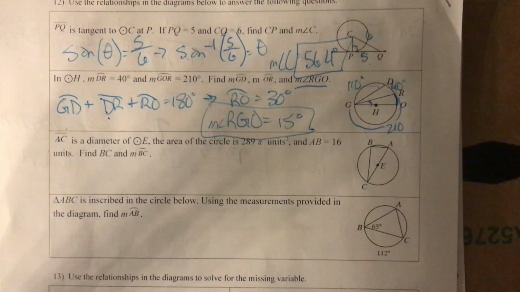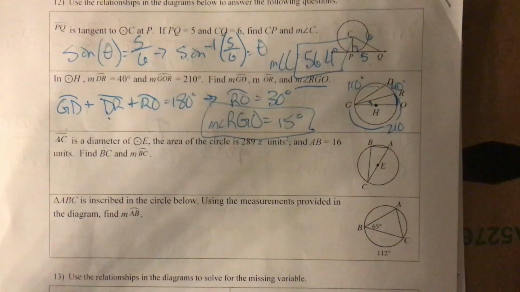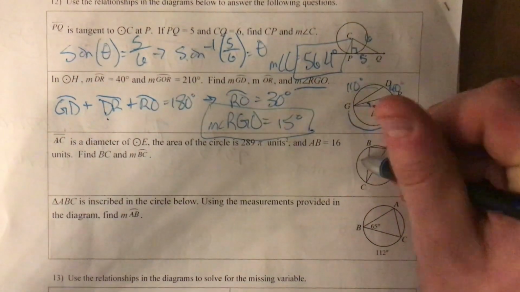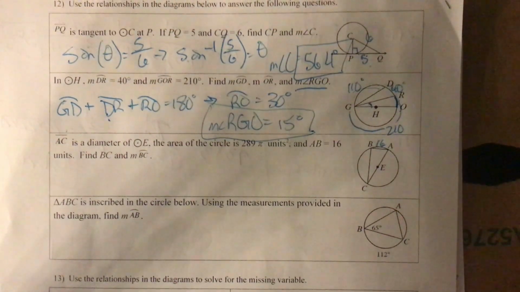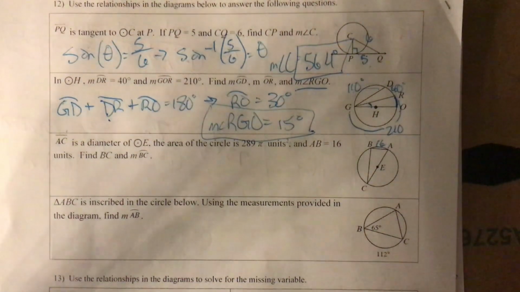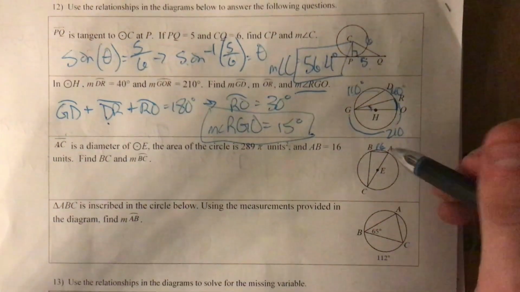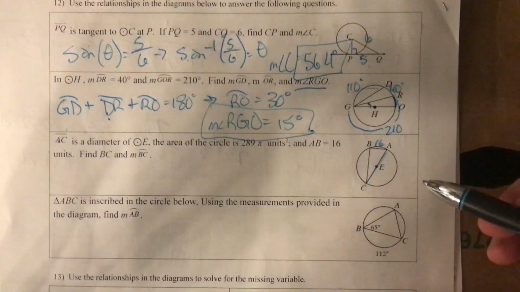Now, AC is a diameter of circle E. Area of a circle is 289 pi units squared, and AB equals 16 units. All right, so that's a lot of information. So that's 16. The diameter is, or AC's diameter. What else do we know? We know that the area is 289 pi. I guess we don't know much else. So I'd like to know this length, and we could figure that out.